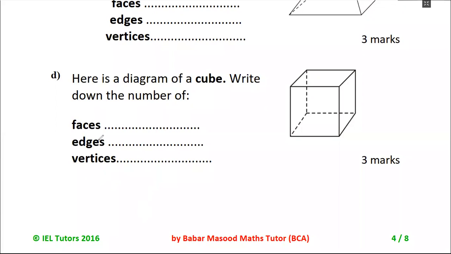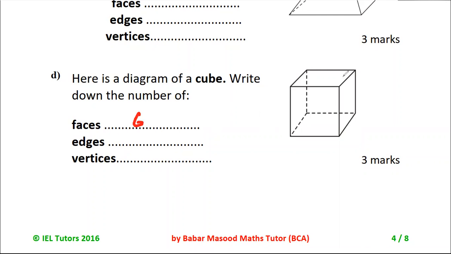Moving to part D of the question, it says, here is a diagram of a cube. Write down the number of faces, edges, and vertices. How many faces does it have? Just like a cuboid, it has 6 faces: 4 sides, top and bottom. So 6 faces.